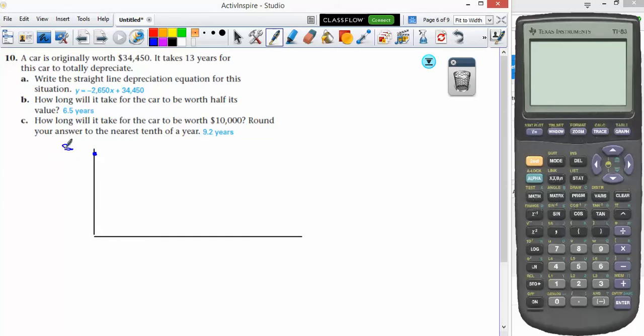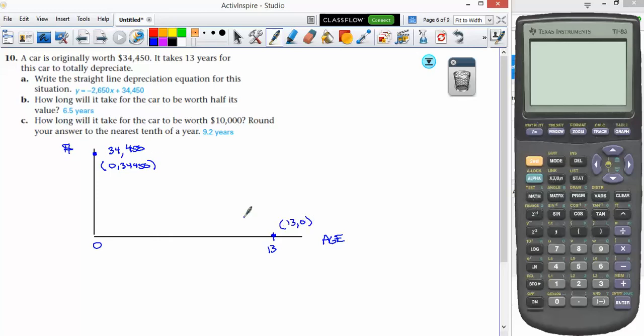If this is the car value, our y, and this is the age in years of the car, at year 0 the car is worth $34,450. Okay. At year 13, the value of the car is 0. So we've got basically two ordered pairs here. We've got 0, 34,450, and here we've got 13, 0.